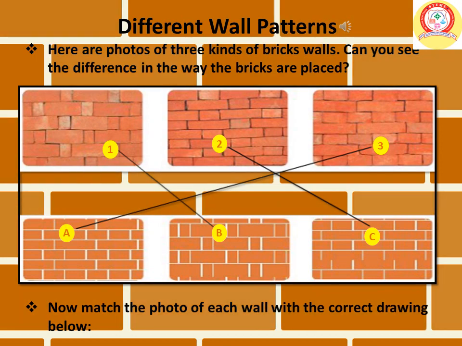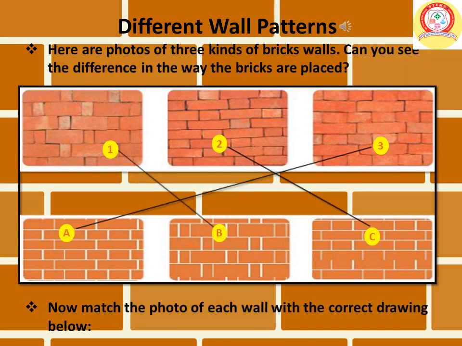Here are photos of 3 kinds of brick walls. Can you see the difference in the way the bricks are placed? So you can see there is a difference in the brick patterns. We can see that some bricks are placed vertically and some bricks are placed horizontally.